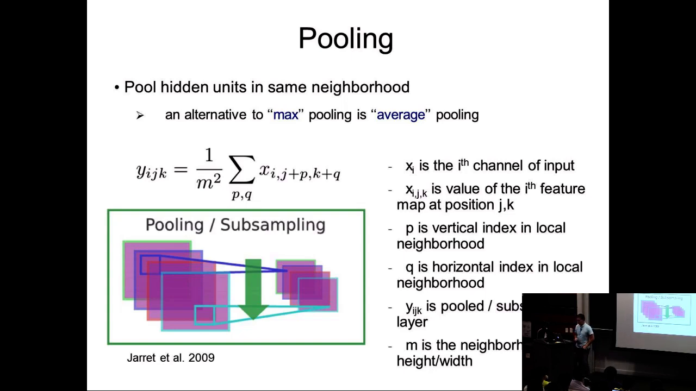Sometimes you can also use an averaging operation, which just averages the values in some local neighborhood. This doesn't work as well. People have tried doing that. So max pooling is a more common operation.